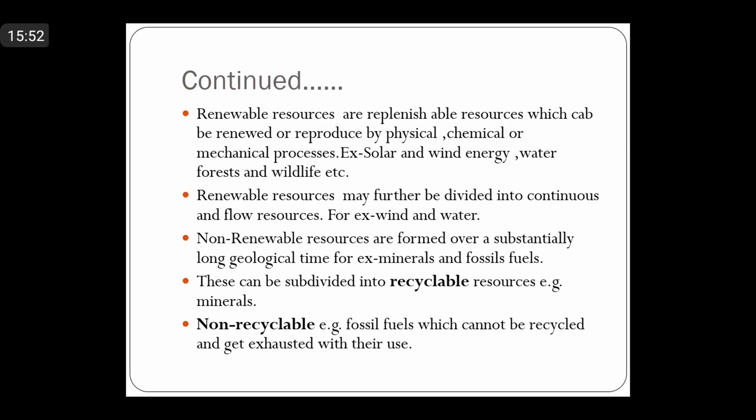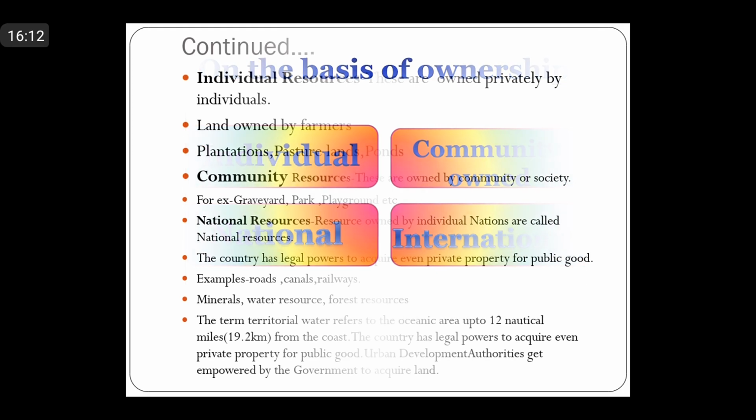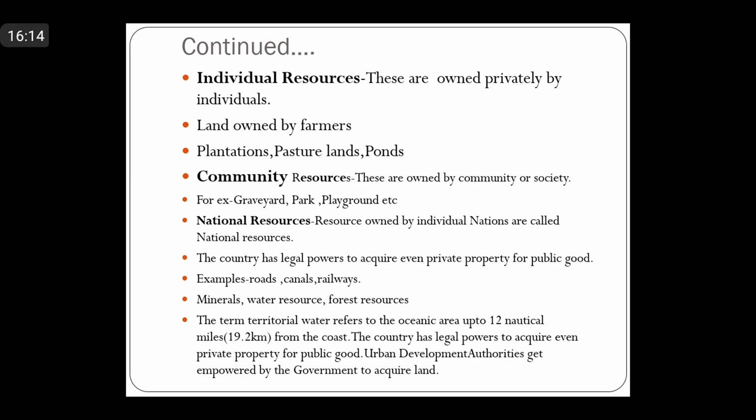Then on the basis of ownership, what about this? On the basis of ownership, resources are classified into individual, then community owned resources, then national and international resources. Okay. The first one we would take up is individual resources.